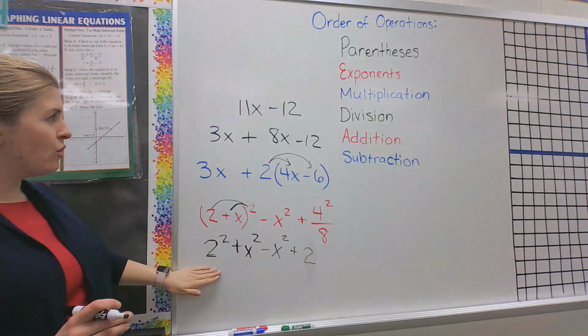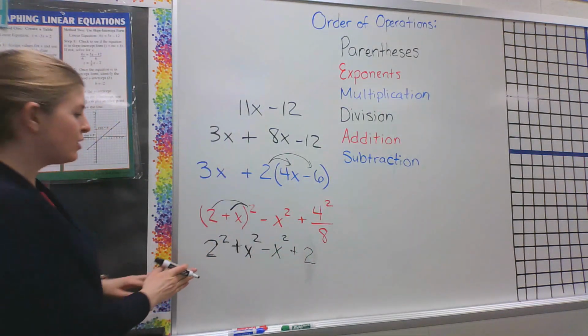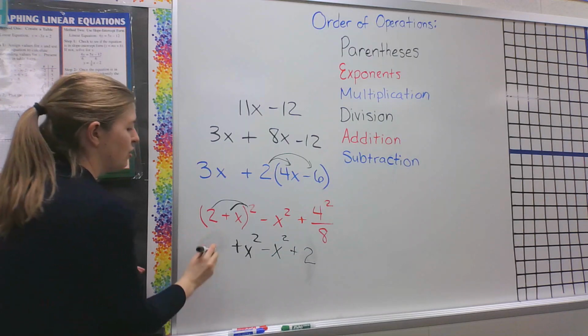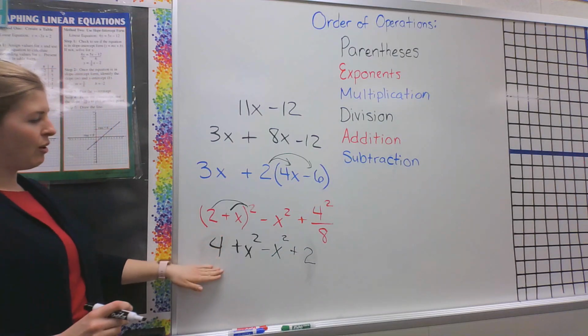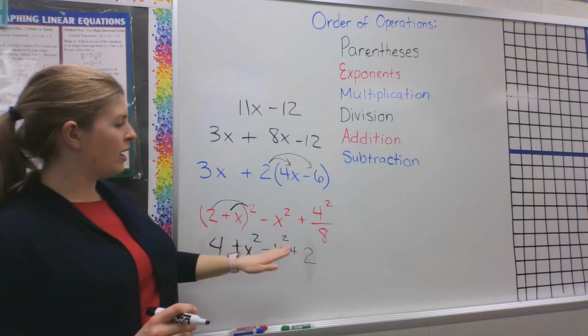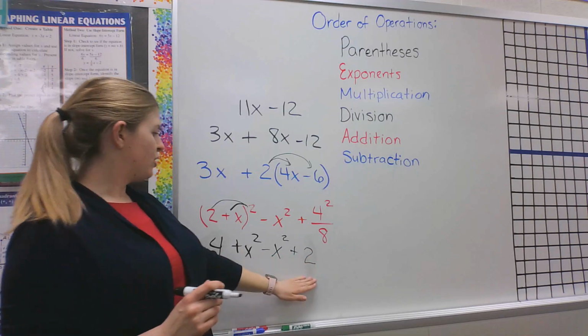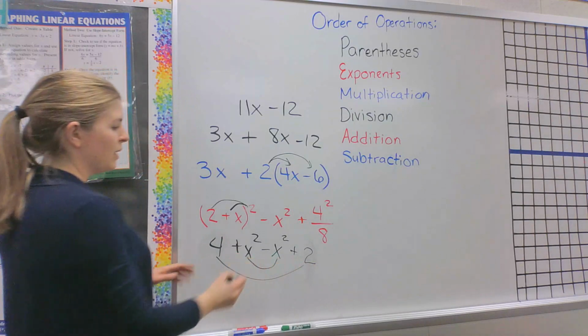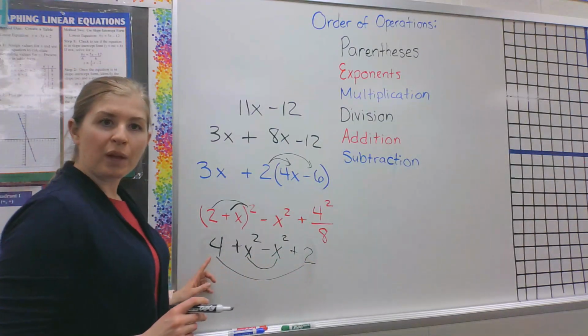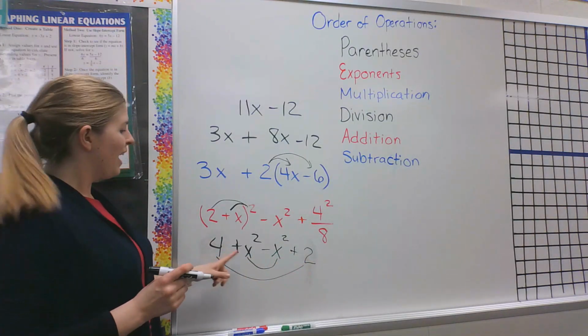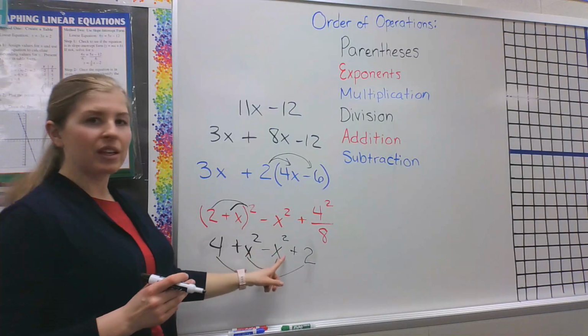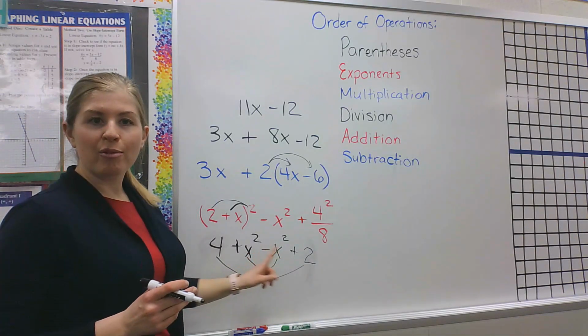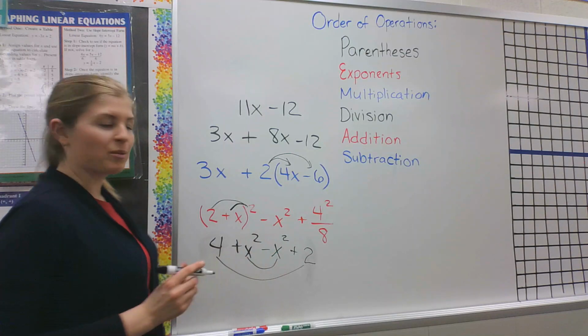So now I have 2 squared. Oh, I didn't do my exponent for this one. What is 2 squared? 4. So I have 4 plus x squared minus x squared plus 2. If I combine like terms, these would be like terms, these would be like terms. They're just numbers, just coefficients. And these are just their x squared. They both are the same variable with the same exponent.